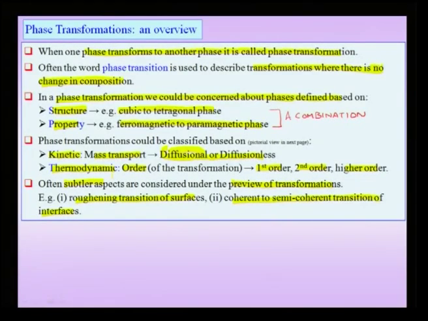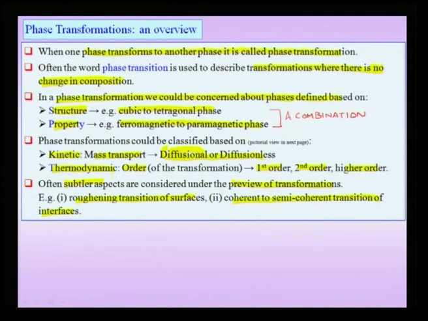Therefore, to review this slide, you have a broad subject of phase transformations, and of course, I will make a comment here that we will go to even a superset of this, of phase transformations, and that will be in one of the coming slides. And a subset of these phase transformations is something known as phase transitions, where there is no change in composition involved. I could be defining a phase transformation based on a structure like cubic to tetragonal phase, a property like a ferroelectric to a paraelectric phase, or a combination of these.